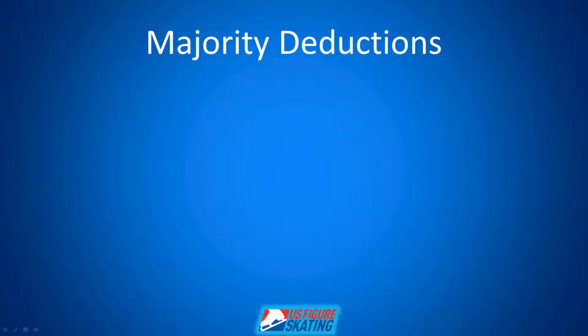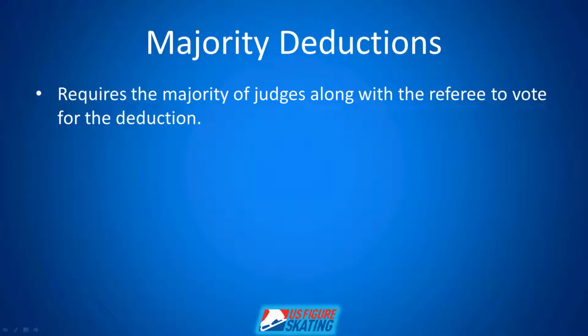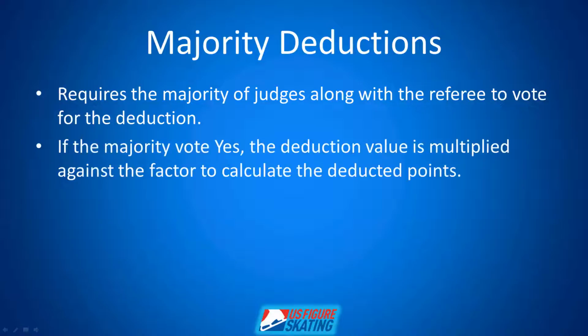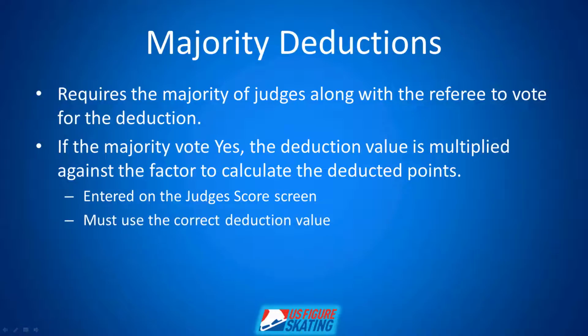Next, let's take a quick look at majority deductions, and in particular the music requirement violation. As the name implies, majority deductions require the majority of judges, along with the referee, to vote for the deduction to be applied. If the majority votes yes, the deduction value is multiplied against the factor to calculate the deducted points, just like regular deductions. These deductions are entered from the judge's score screen in ISCalc and, like regular deductions, require the correct deduction value when inputting. Let's take a look and see how this works.